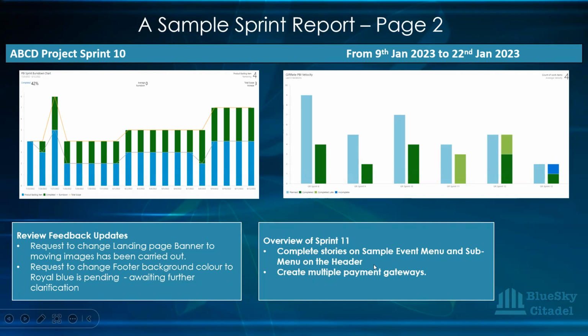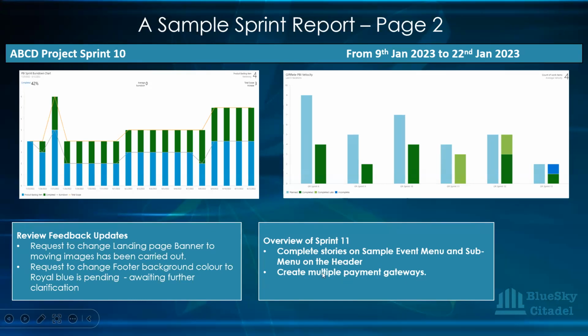And over here, you have the overview of sprints, because this is a sprint 10 report. You have an overview of sprint 11. The person could have just said overview of the next sprint, but it sounds better if it says overview of sprint 11. And then you put there: complete stories on sample event menu and sub menu on the header, which are the things that were not completed in the previous sprint due to the unstable environment. And then it says create multiple payment gateway. So after completing the things we're carrying over from sprint 10, the next thing we're going to do is to make sure that we create multiple payment gateway.